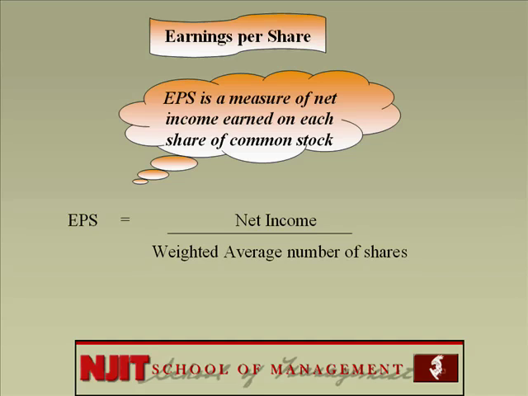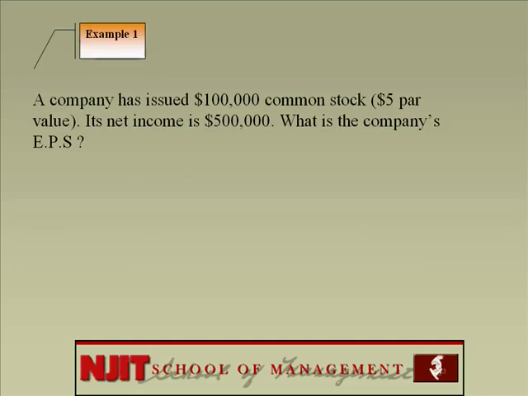Let's start off with a simple example. Look at this problem in front of you. Company issued 100,000 of common stock, $5 par value. That means the price the company determined for each stock was $5. Its net income is $500,000. What is the company's EPS, earnings per share? Stop this now, try this problem, and when you're done, we'll restart.